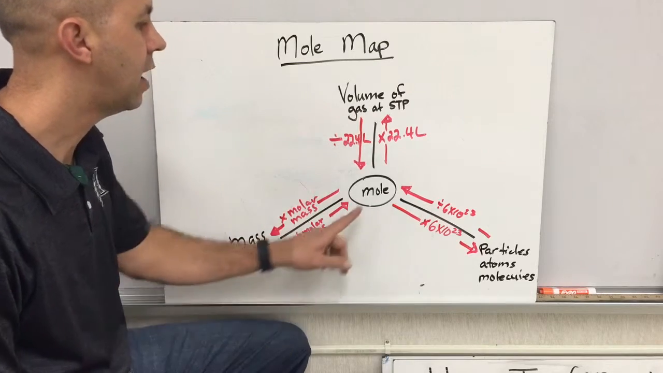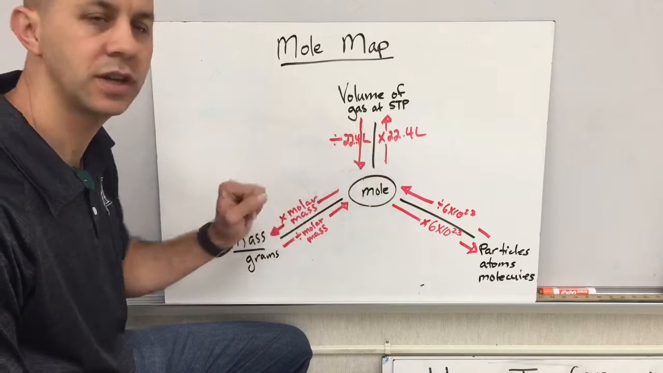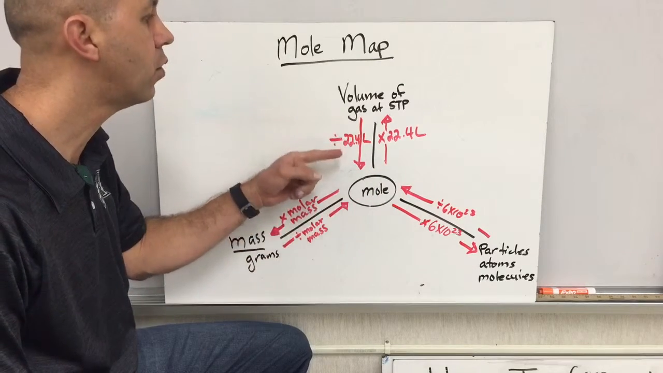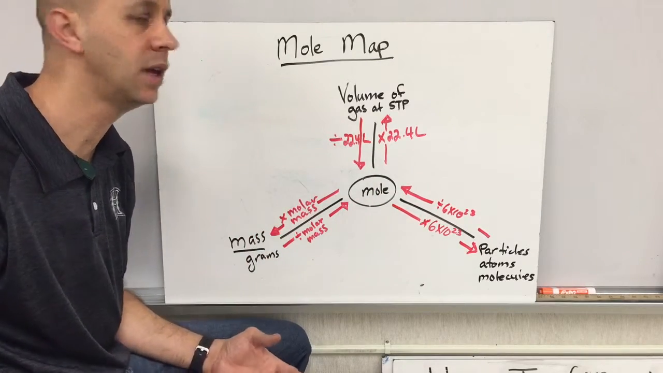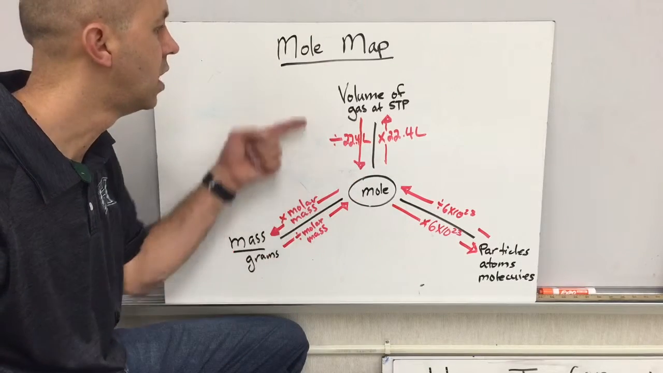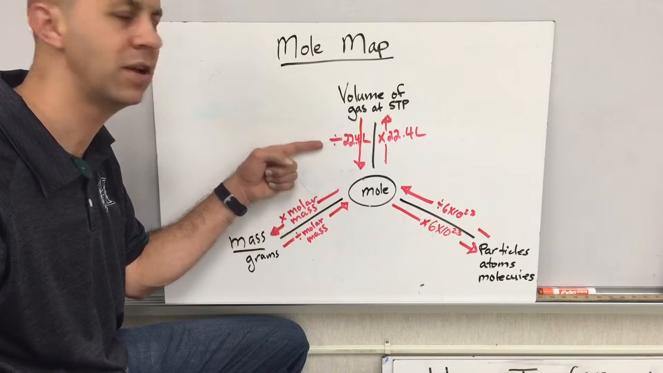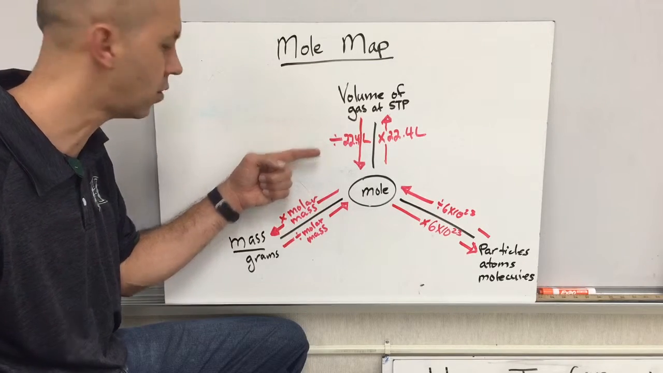Now, if you're going to go from mole to volume, you're going to multiply by 22.4, because 1 mole of any gas at STP is equal to 22.4, or occupies 22.4 liters. If you're in volume and you want to get out of volume and go to mole, you're going to make sure you divide by 22.4.